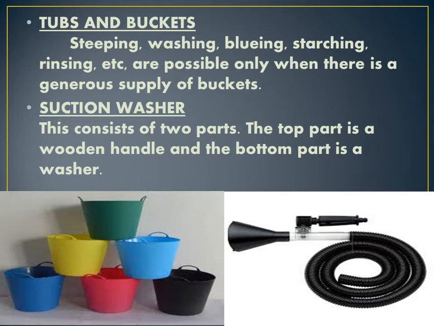Next comes suction washer. On the right hand side you can see the suction washer, children. This consists of two parts. The top part is a wooden handle and the bottom part is a washer. The washer is hollow inside and has holes all over its broad base. This is very useful in the washing of clothes requiring special care. The articles to be washed are placed in a basin full of soap solution. The washer is next worked up and down on the clothes in the soap solution till the dirt has been sucked out of the clothes.